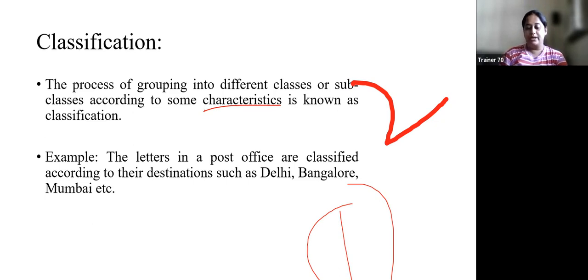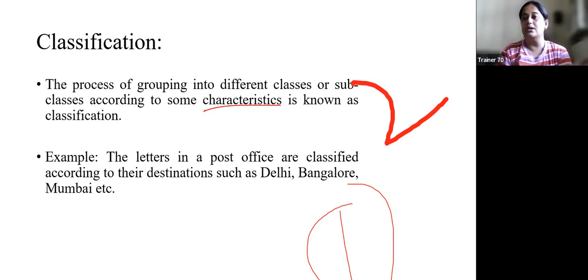Now, the best example of classification is the post office. बहुत सारे लेटर्स आते हैं पोस्ट ऑफिस में, then they are grouped into different classes, मतलब सबके अलग अलग डेस्टिनेशंस है. So all those letters which will be going to Delhi, उनका एक ग्रुप बनेगा. All those letters which will be going to Mumbai, उनका एक ग्रुप बनेगा. All those letters which will be going to Bangalore, उनका एक ग्रुप बनेगा.